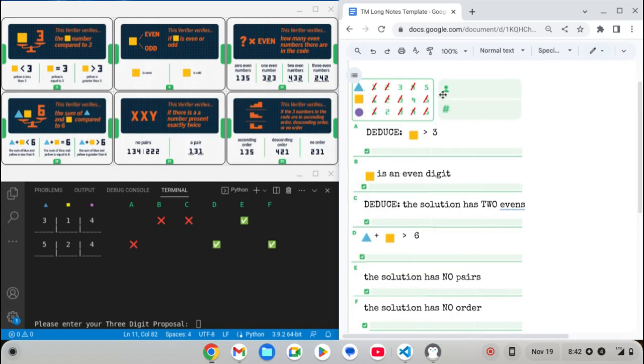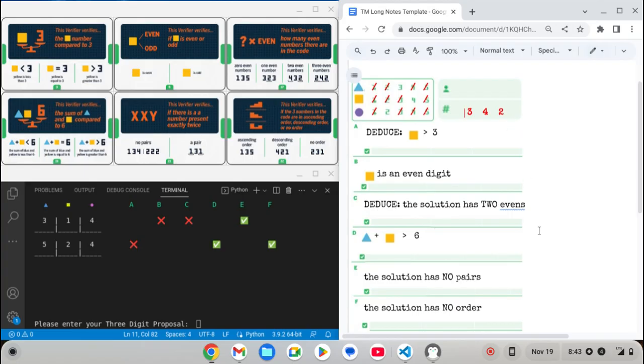And since it's supposed to have no order, that means triangle cannot be a 5, because that would mean that it's a descending solution, and we don't want that. So yeah, it looks like 342 is our answer. So let's go ahead and type that up. And let's kind of review that kind of quickly. So is a middle digit greater than 3? It is. It's 4. And of course it's even, yes.